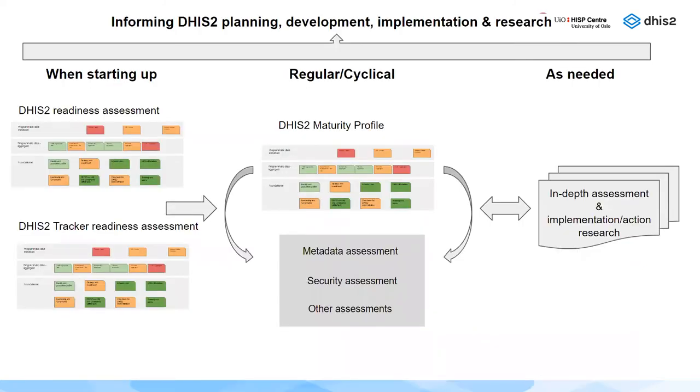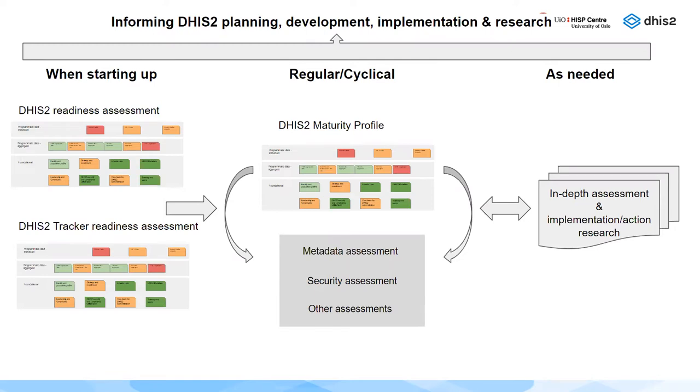And doing this kind of assessment, it feeds into a bigger picture of evaluation work or assessment work we do on DHIS2. The slide here basically shows that there are certain assessments you could do when starting up. So for example, we have something called a DHIS2 readiness assessment. Does it make sense for this country to get started? Is the country ready to start with DHIS2 and the same with trackers?